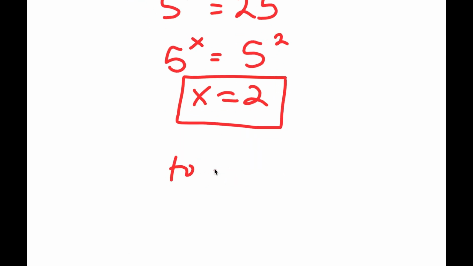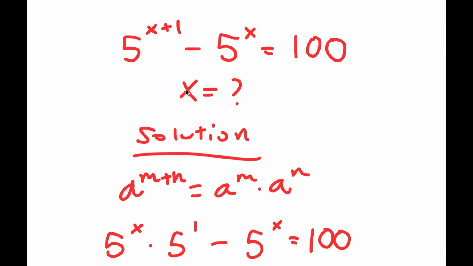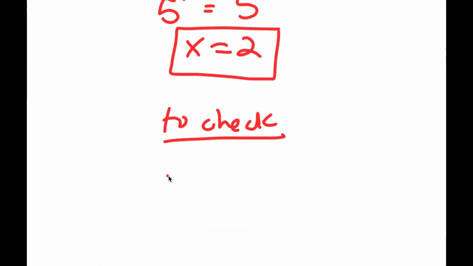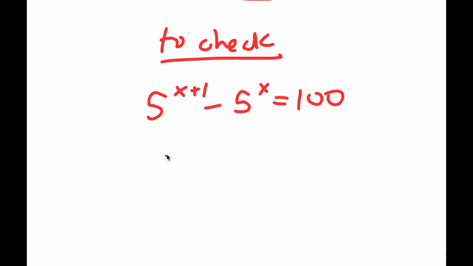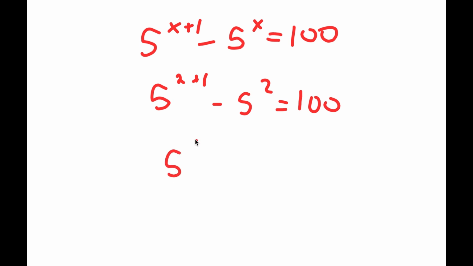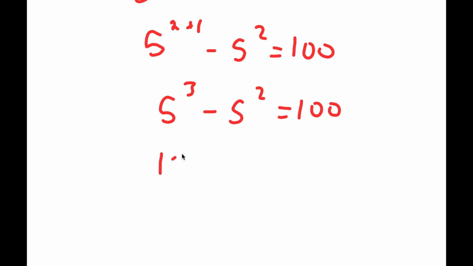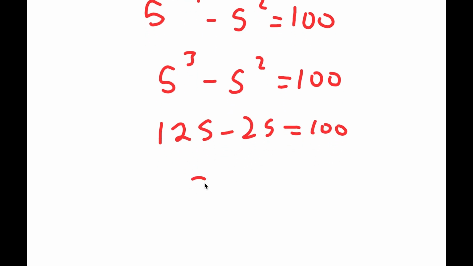So now to check, my original equation was 5 to the power of x plus 1 minus 5 to the power of x equals 100. And x equals 2. So I have 5 to the power of 2 plus 1 minus 5 to the power of 2 is equal to 100. 5 to the power of 2 plus 1, that's 5 to the power of 3 minus 5 squared is equal to 100. 5 to the power of 3 is 125 minus 25 is equal to 100. And this is 100 is equal to 100.